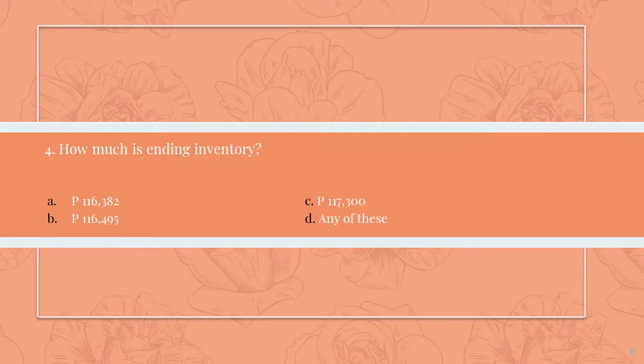Number 4, how much is the ending inventory? Letter A, 116,382 pesos. Letter B, 116,495 pesos. Letter C, 117,300 pesos. And letter D, any of these. So the answer for this question is letter A, 116,382 pesos. The solutions will be shown later on.